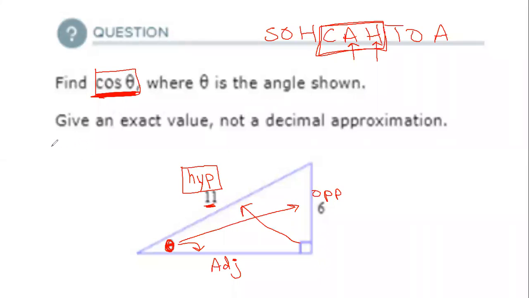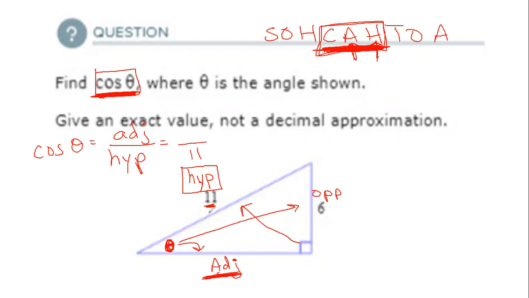So I need my adjacent side, and I need my hypotenuse. Again, that's because I know from my SOHCAHTOA that adjacent and hypotenuse are the two sides I need. Do I know my adjacent side? I don't. That's still a mystery. Do I know my hypotenuse? Yes, that is 11. You know one of them. I've got to find my adjacent side.